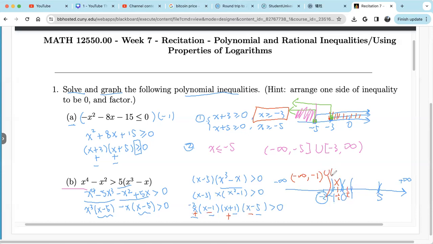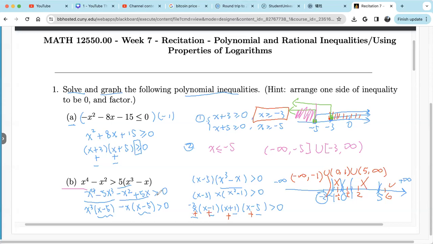So let's include from 0 up to 1. Now let's pick a value from the interval of 1 up to 5. Maybe we'll pick 2. Well, x is positive, 2 minus 1 positive, 2 plus 1 positive, 2 minus 5 negative. So I have three positive, one negative, so it's negative. So this is not in the solution set. Now let's pick maybe 6 for the last interval. 6 positive, 6 minus 1 positive, 6 plus 1 positive, 6 minus 5 also positive. Yes, in the solution. So we're using 5 up to infinity. All right, so I have a union of three sets.